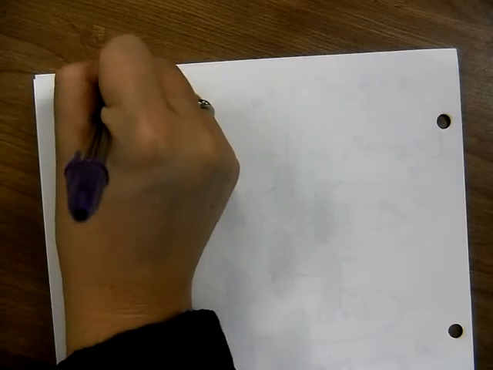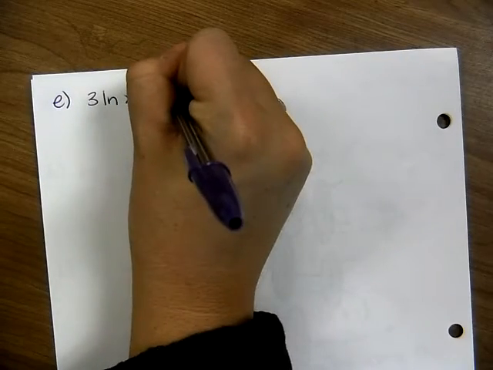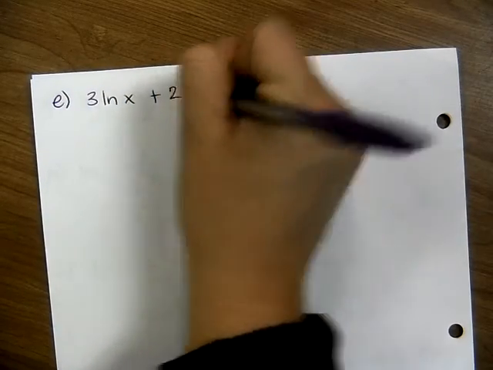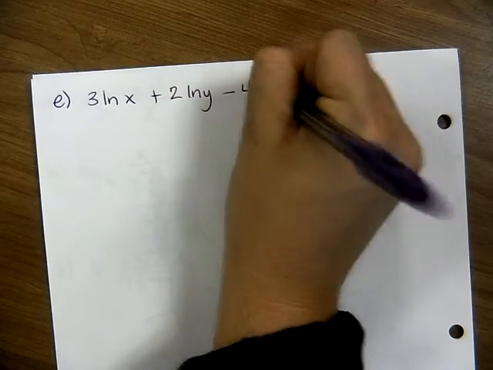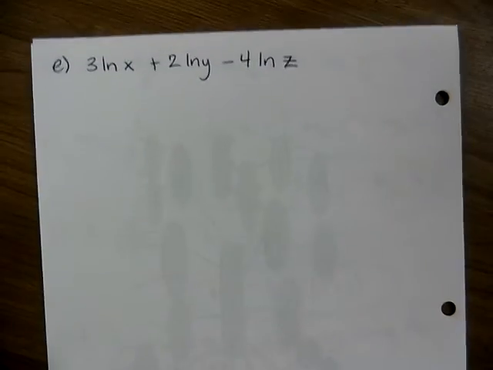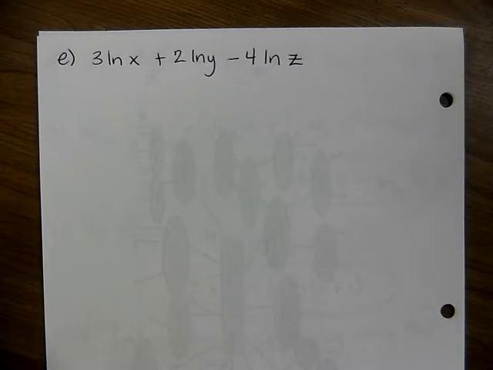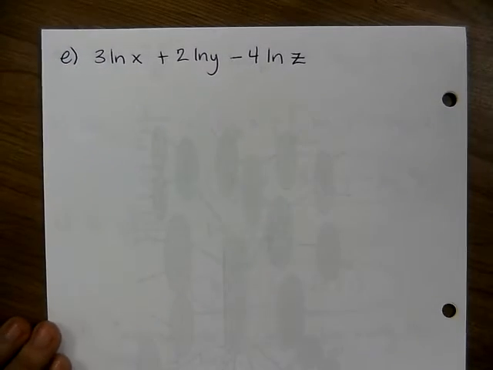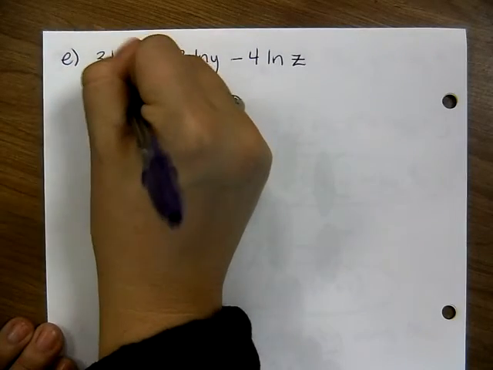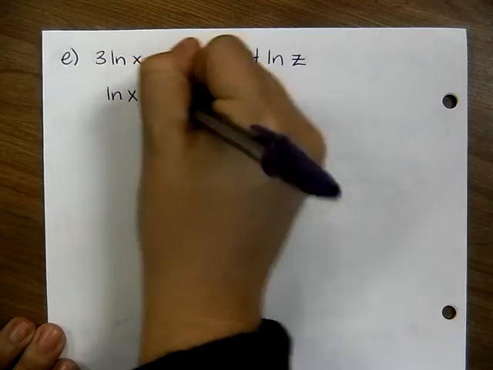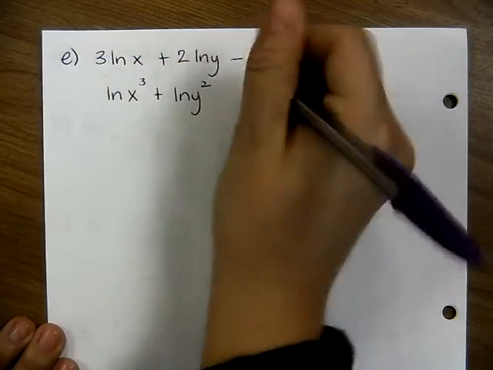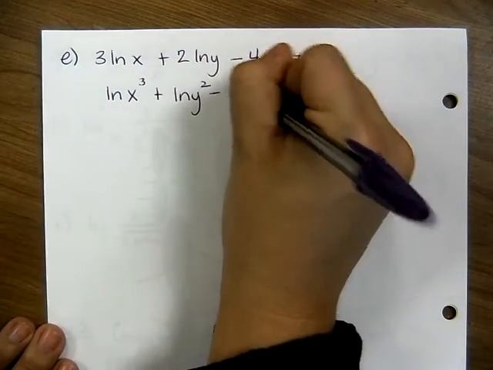Okay, how about 3 natural log of x plus 2 natural log of y minus 4 natural log of z. So all of these numbers out front are exponents, correct? So it might be easier for you to pull them over as exponents first. So maybe it might be easier to look at natural log of x cubed plus the natural log of y squared minus the natural log of z to the 4th.